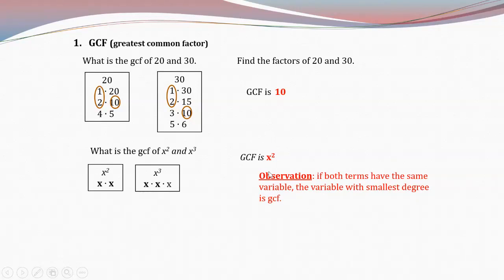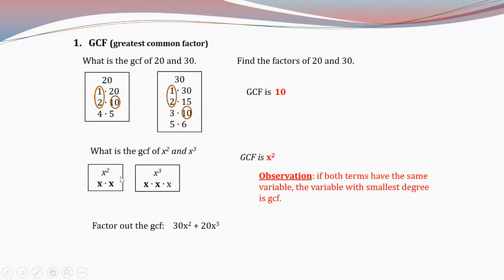Now this is the observation. If both terms have the same variable, the variable with the smallest degree is the GCF. So for example, these two terms have the same variable, which is x. The x squared is the variable with the smallest degree, so the x squared will be my GCF.